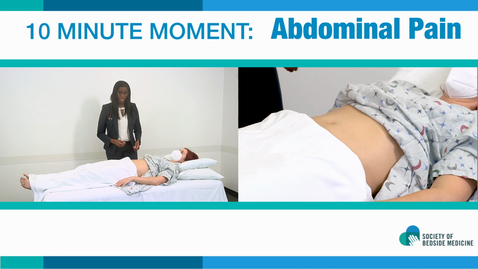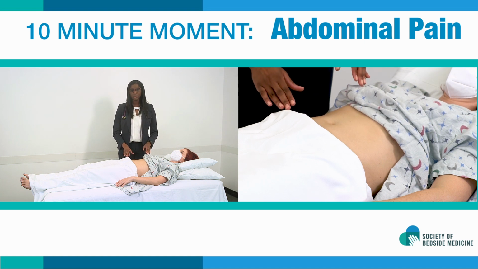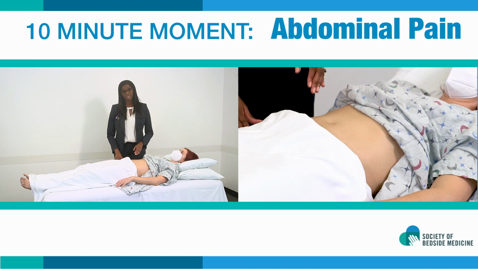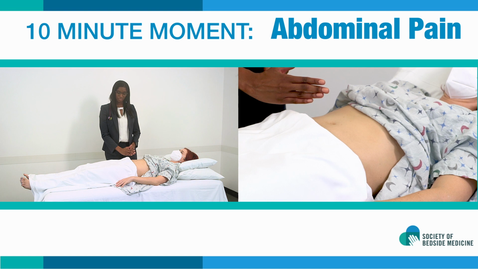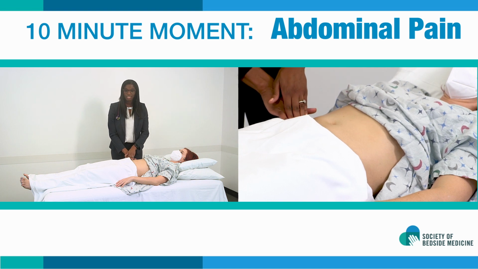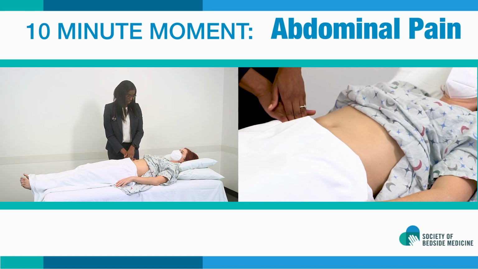McBurney's point can be found approximately 1.5 to 2 inches from the anterior superior iliac spine in a straight line directed towards the umbilicus, like so. This exam maneuver has a likelihood ratio of 3.4 if positive for tenderness to palpation in this location.